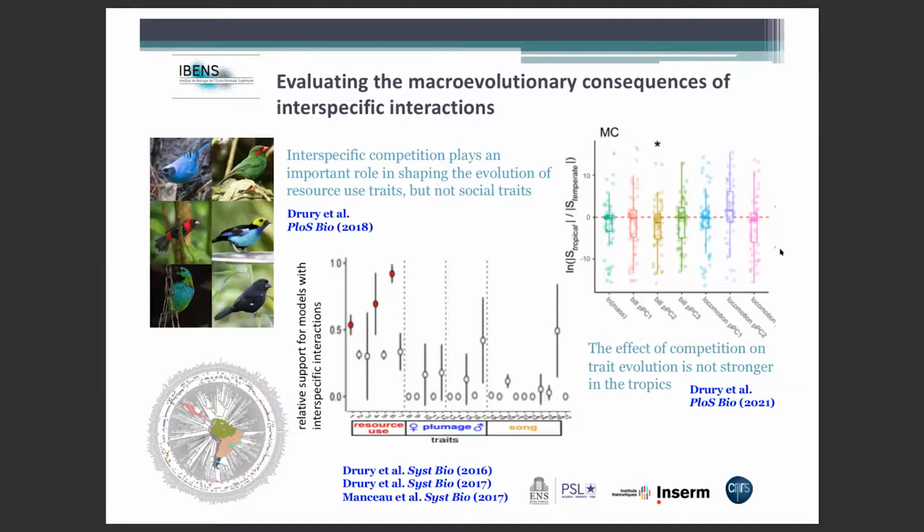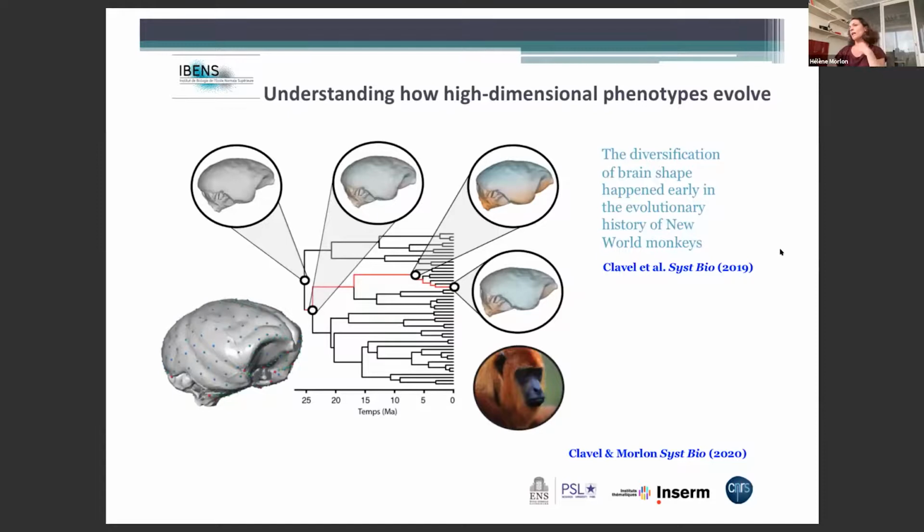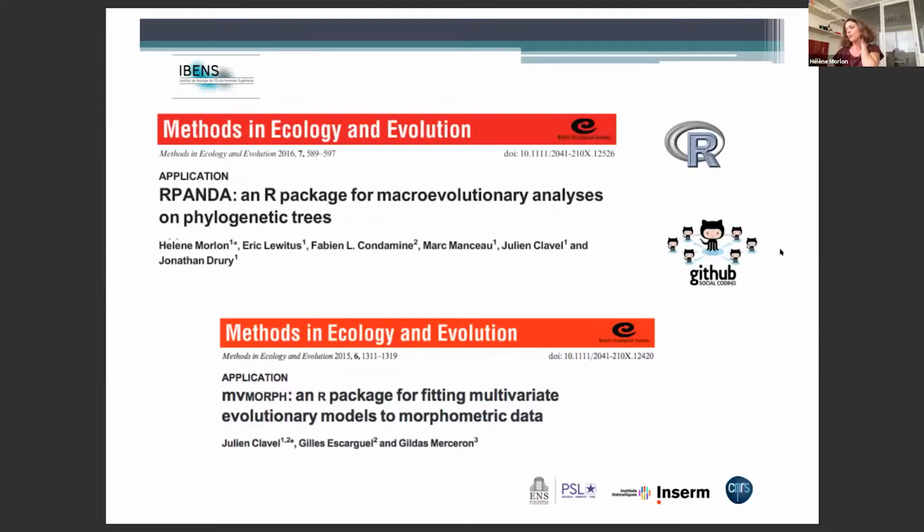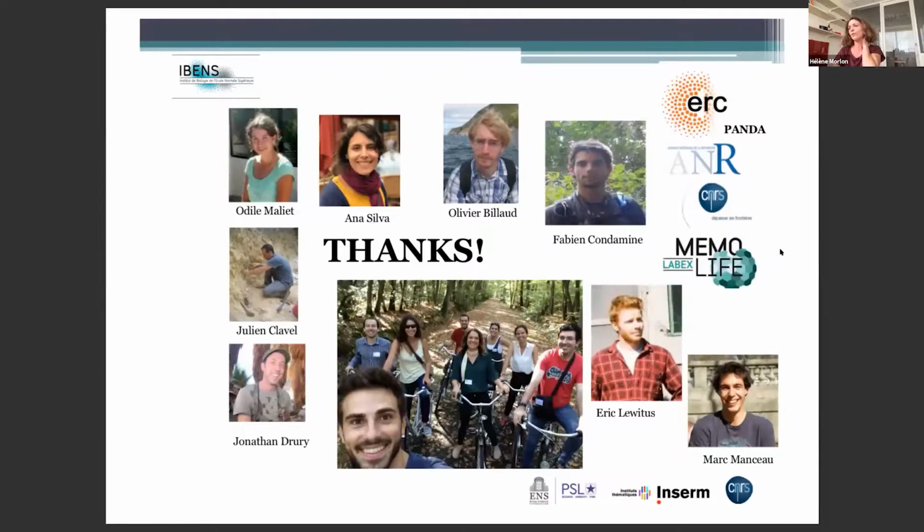Last example showing that these types of models on phenotypic evolution can be expanded to high-dimensional phenotypes, such as 3D morphometrics data. To wrap up, there is a bunch of computational tools based on stochastic models adjusted to phylogenetic and phenotypic data that allow us to improve our understanding of how biotic and abiotic factors have shaped diversification and phenotypic evolution. We made these tools available to the community through packages, and with that, I will wrap up by thanking everybody and the funding sources, and thanks for listening.